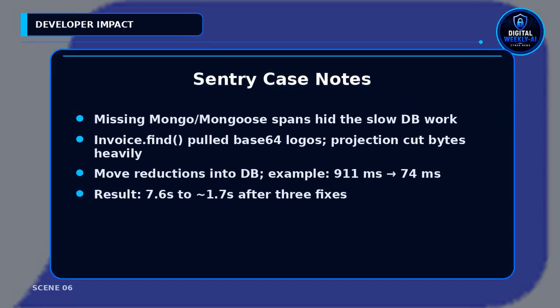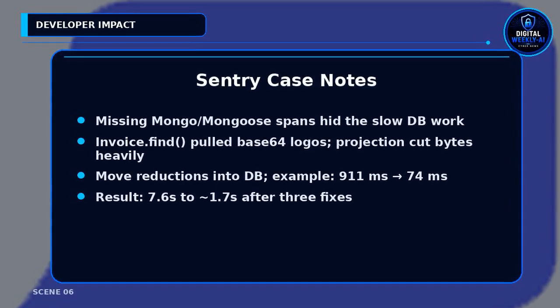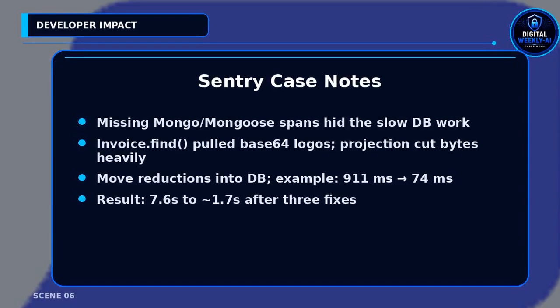A concrete developer story. A Next.js 16 and React 19 dashboard rendered 15 numbers in 7.6 seconds in production. 3 issues. Missing Sentry Mongo spans, overfetching full documents including base64 logos, and client-side reductions. The original fetch moved 24.3 megabytes over the wire. After field projection and server-side reductions, one reduction time went from 911 milliseconds to 74 milliseconds. Overall page time fell to about 1.7 seconds.